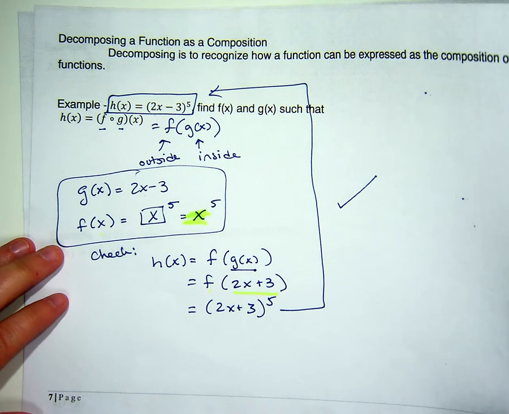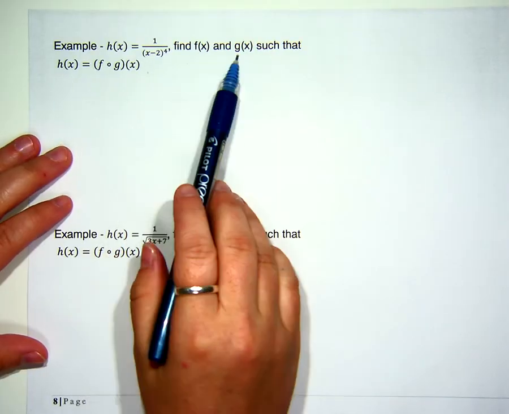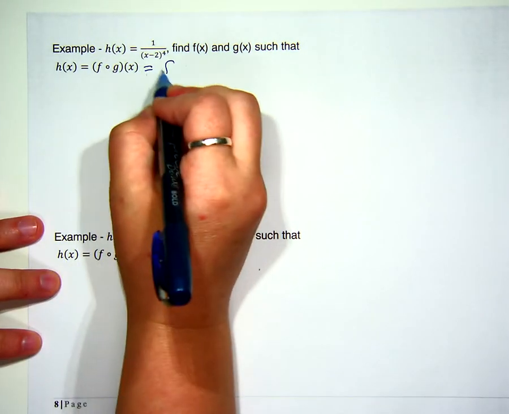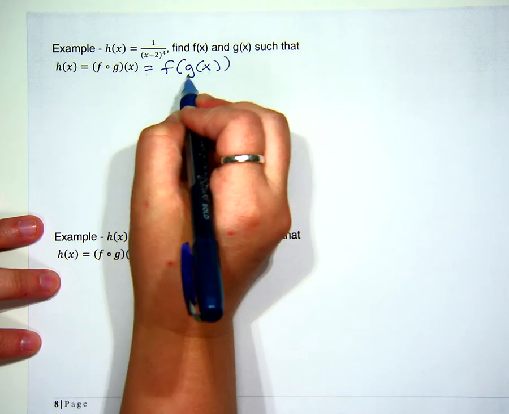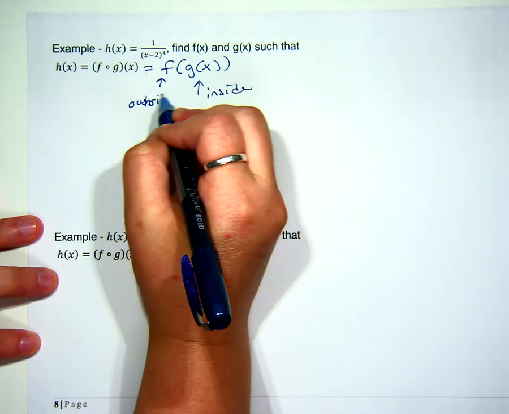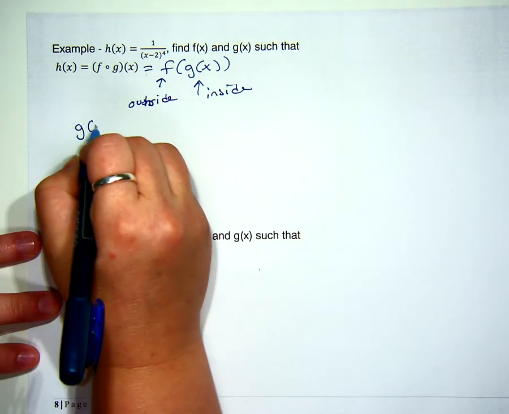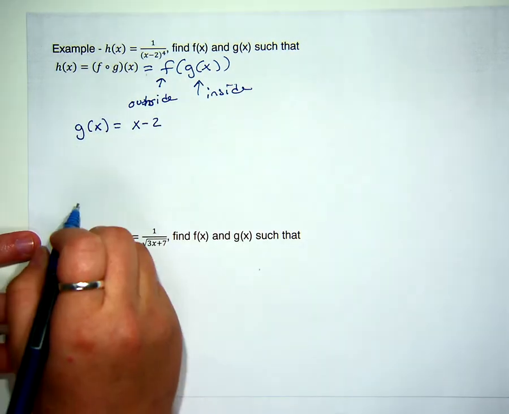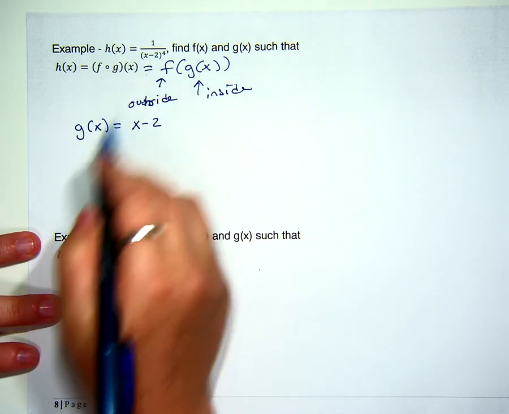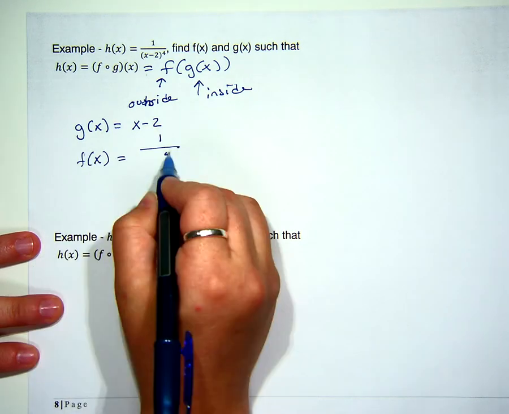Let's do another one. Again, decomposition, simply breaking functions into two separate ones. Look at another one. Find f of x and g of x such that, again, f of g of x, g of x is your inside, f of x is your outside. Okay? If I asked you what was your inside function, you might say x minus 2 was your so-called inside. If I asked you, okay, well, what's your outside function? You might say, well, it's 1 over, and then the denominator has a fourth power, right?